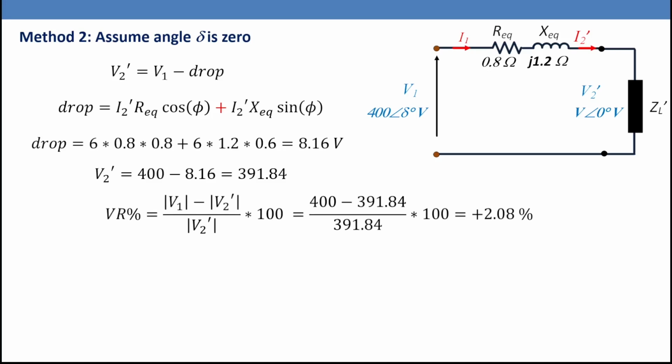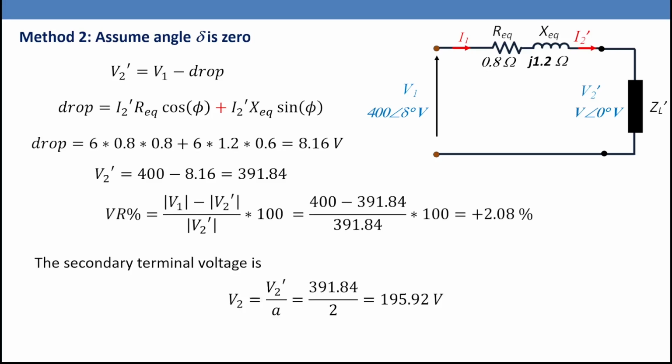So what is the secondary voltage now? We are going to use the turns ratio, V2 equals V2 dash over a. In this case, instead of 200 volt, it will be 195.92 volt. So to keep the supply voltage or the primary voltage at 400, the secondary voltage will drop from 200 to 195.92. But if you would like to keep the secondary voltage at 200 volt, you need to elevate the primary voltage to more than 400 volts.